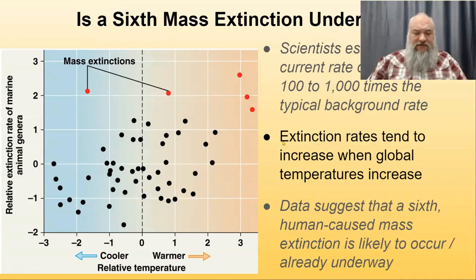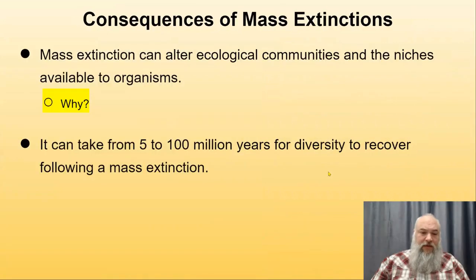We can also see on this graph where we map those mass extinction rates and what was happening to the temperatures. Most mass extinctions have tended to happen when temperatures have gotten warmer, and that's what we've got going on right now. So the data does suggest that a 6th human-caused mass extinction is likely to occur if it's not already underway, which is very disheartening. Very disheartening. Makes me want to cry.